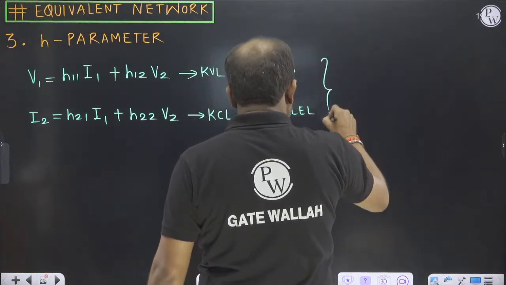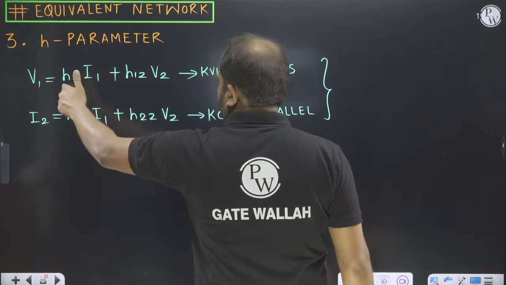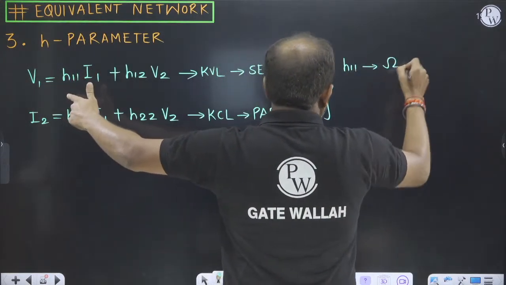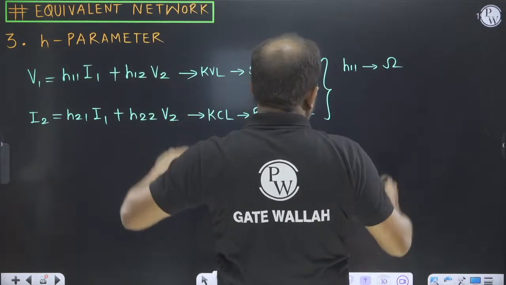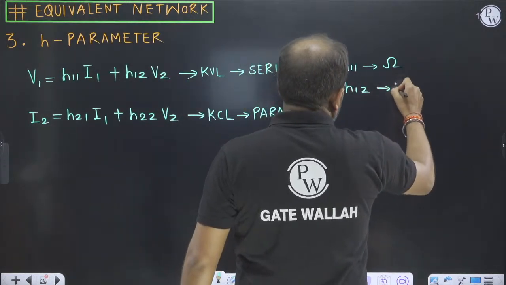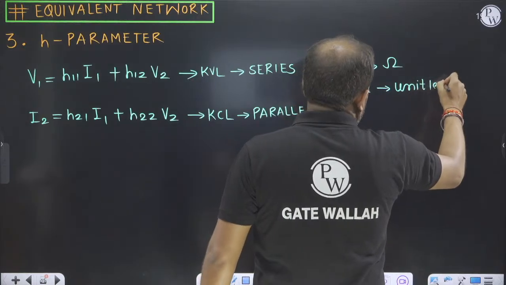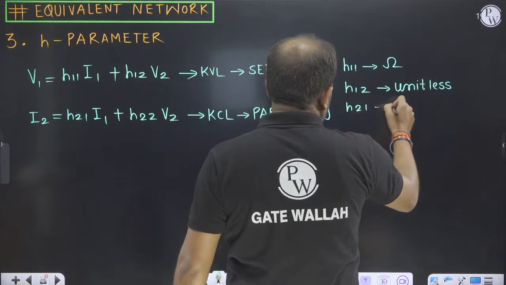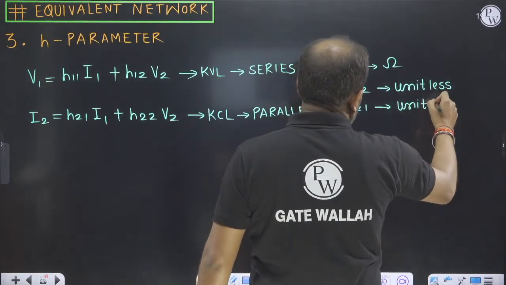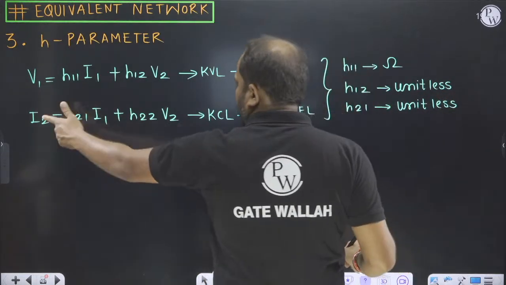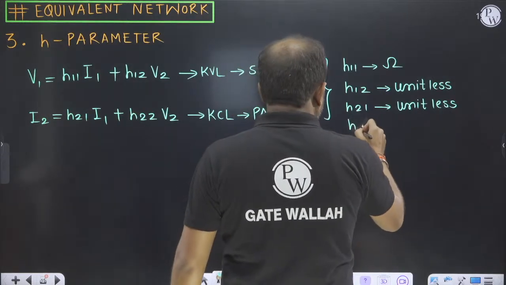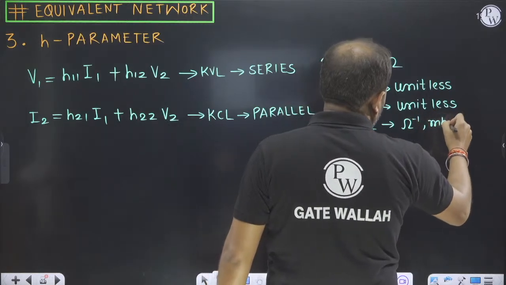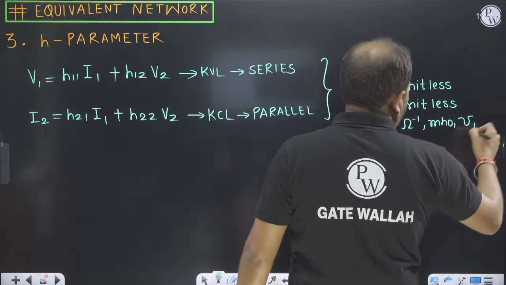And again we have H11. H11 is V1 upon I1, so the H11 unit is ohm. H12 is voltage upon voltage, unitless. H21 is current upon current, unitless. And H22 is current upon voltage, so it is per ohm, mho, ohm inverse, or siemens.